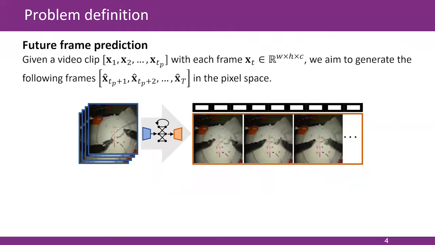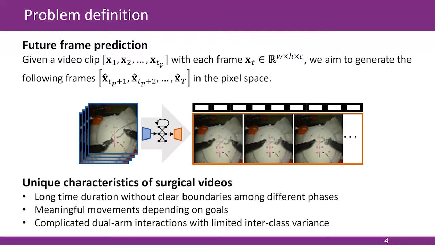The definition of future frame prediction is that, given some observed frames, we aim to generate the following frames in pixel space. The differences between surgical videos and general videos are obvious. First, surgical videos generally have longer duration without clear boundaries among different phases. Second, the movements of surgical tools have clear goals rather than repeated patterns. Last, the interactions of different robotic arms are complicated, and they have limited interclass variance because the scenes are generally very similar.